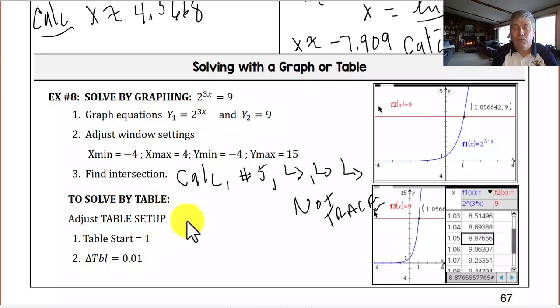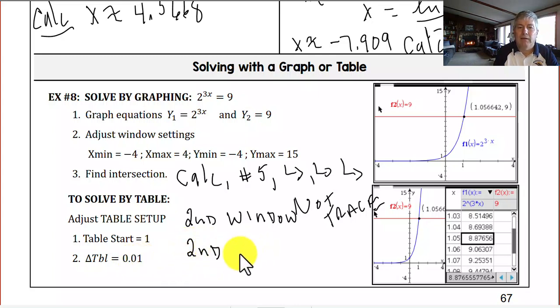And then we can also do a table setup, and that's above the window key. So again, put both into your graphing calculator, and under second window, we can do a table setup and start our table at 1, and our change in table is 0.01, and then once you do that, you can go to second graph, which I think has the table key above it, and then it'll give you the table and you can find your answer.